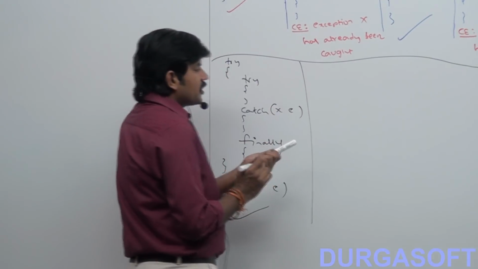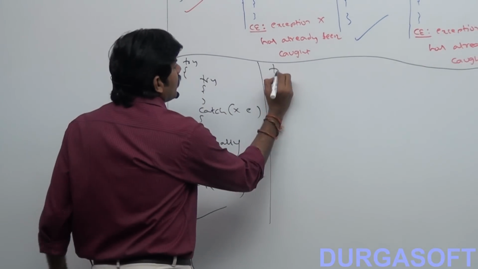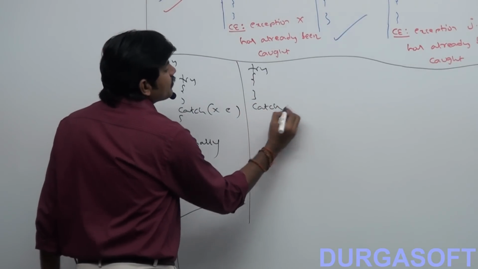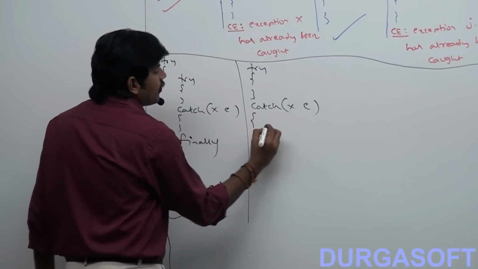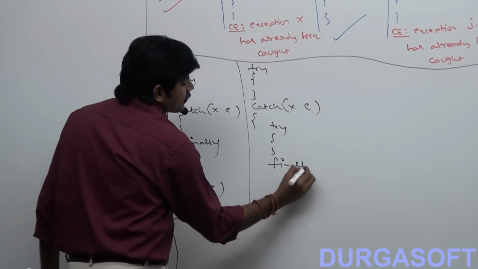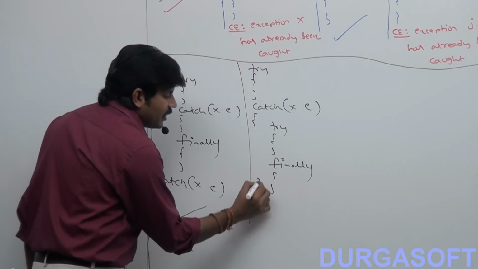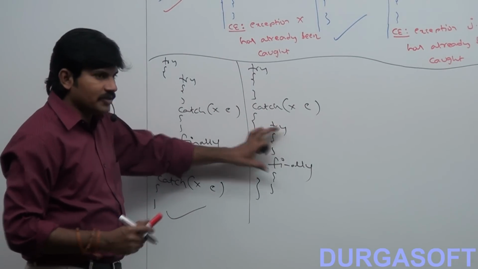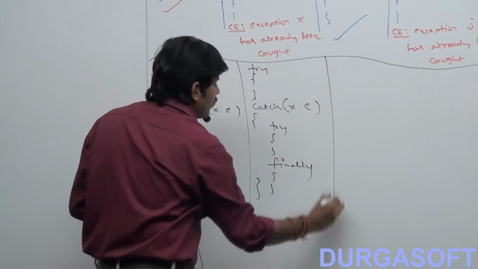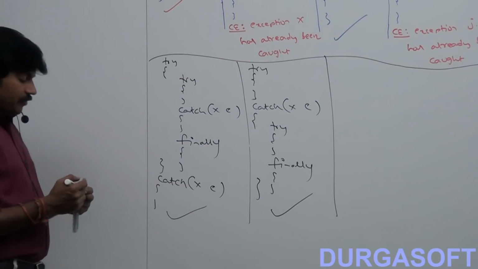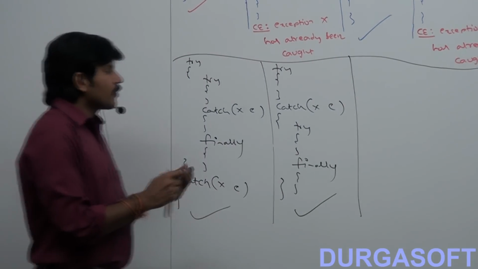Next point here, make sure I am taking a try block within the catch. I am taking try finally. Yes, try finally within the catch block is valid, no problem at all. It is also valid syntax only. Okay, next one, make sure this point.